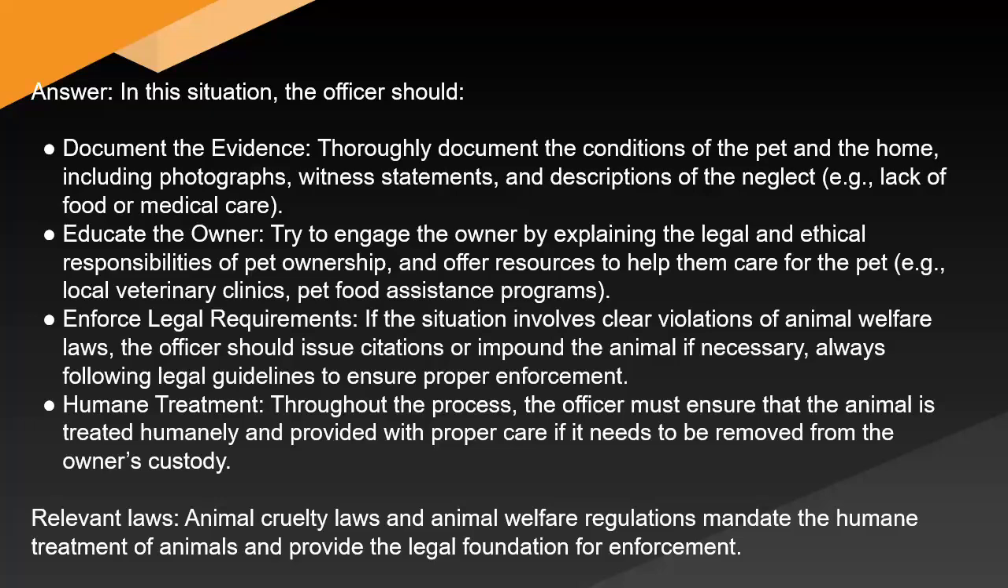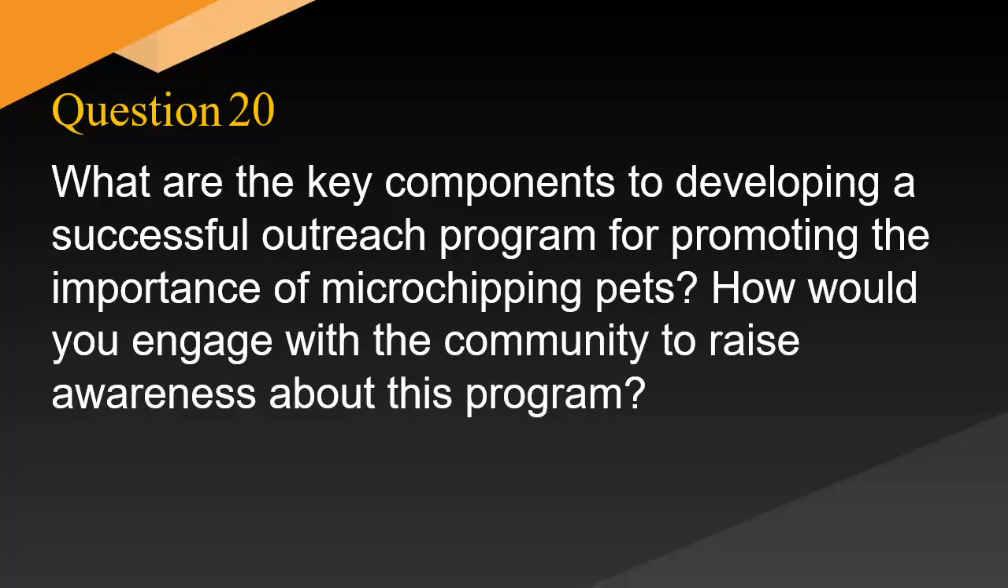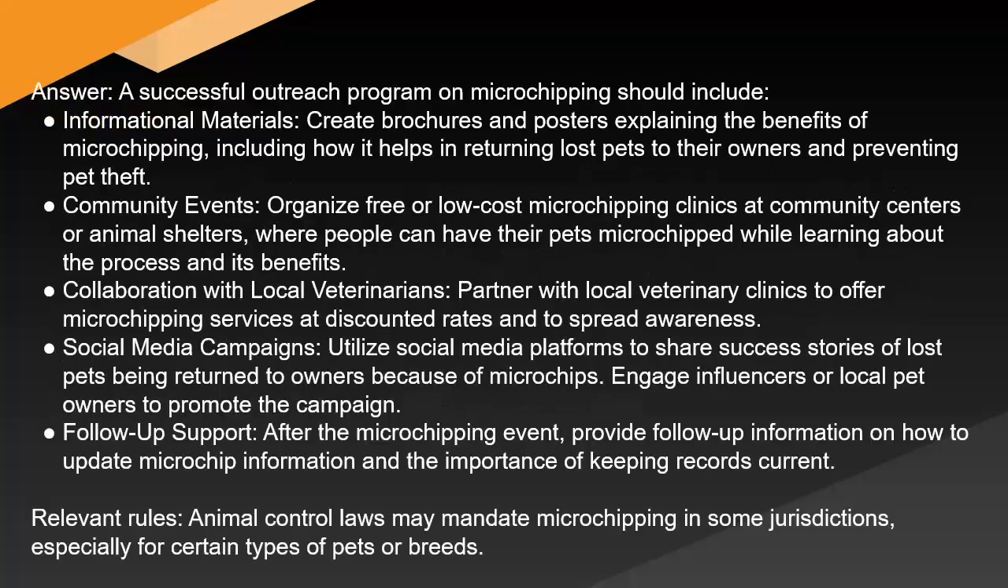Relevant laws: animal cruelty laws and animal welfare regulations mandate the humane treatment of animals and provide the legal foundation for enforcement. What are the key components to developing a successful outreach program for promoting the importance of microchipping pets? How would you engage with the community to raise awareness about this program? Answer: a successful outreach program on microchipping should include informational materials. Create brochures and posters explaining the benefits of microchipping, including how it helps in returning lost pets to their owners and preventing pet theft.